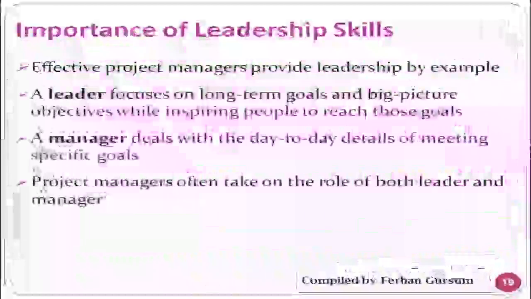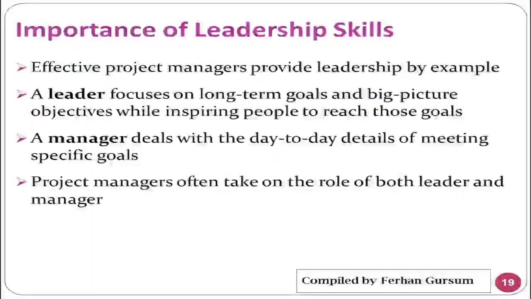When we come to the importance of leadership skill, effective project managers provide leadership by example. A leader focuses on long-term goals and big picture objectives while inspiring people to reach those goals.